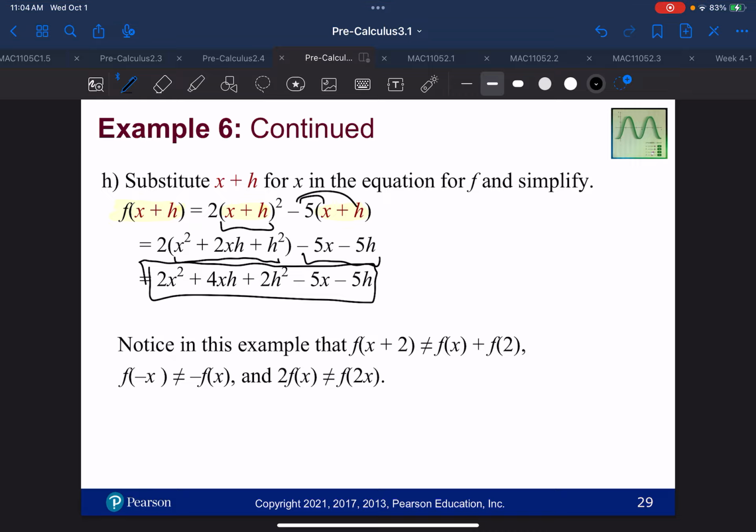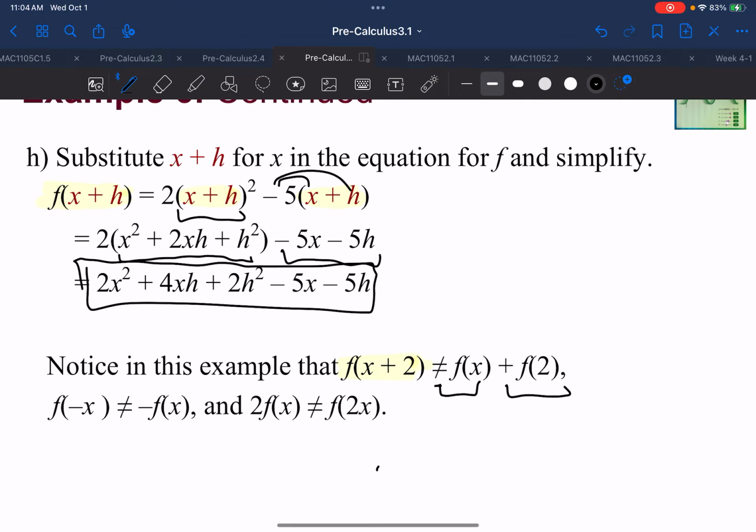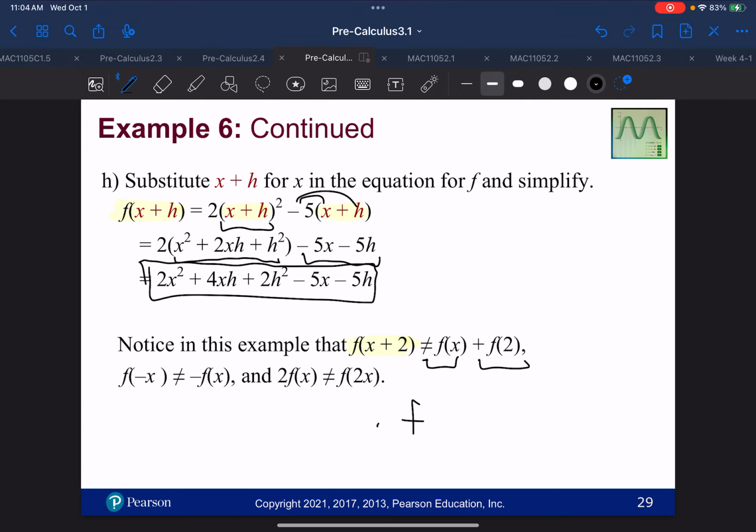Okay. So notice that when we found f of x plus 2, that was not the same as f of x plus f of 2. So this doesn't work. This is not equal to this. These are not equal. You cannot do that.